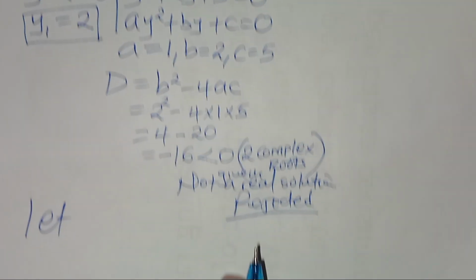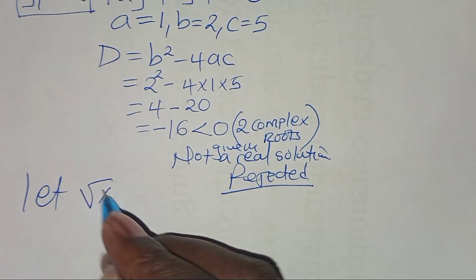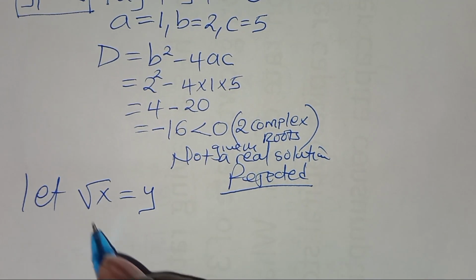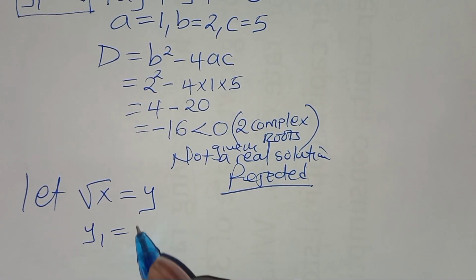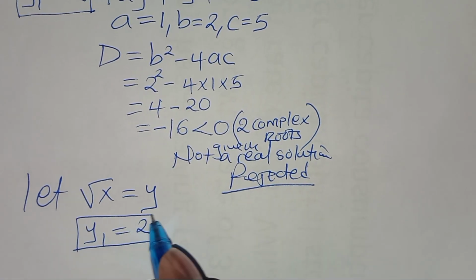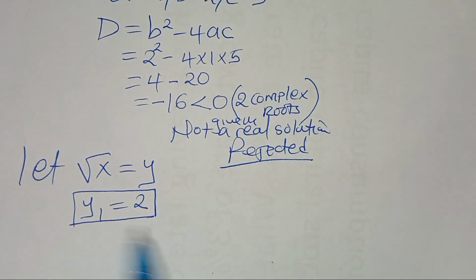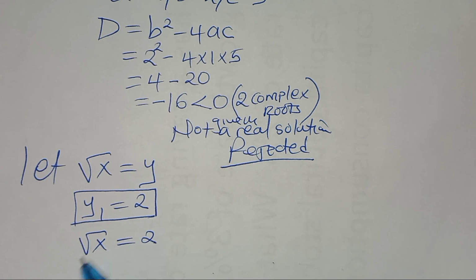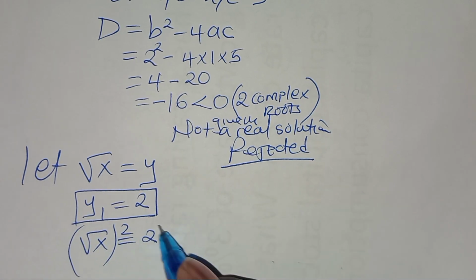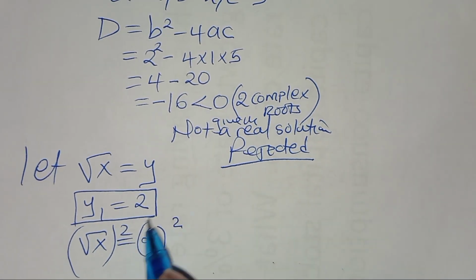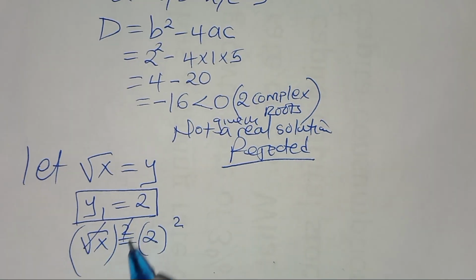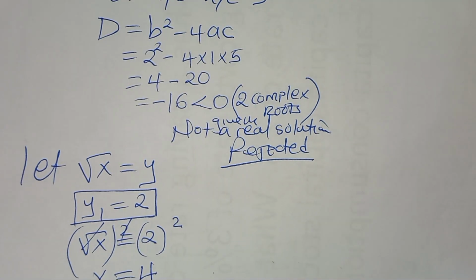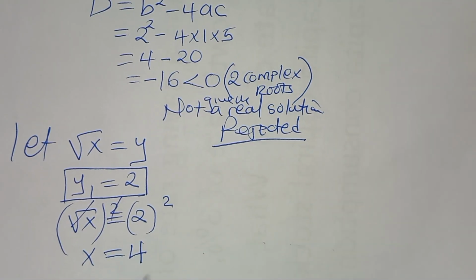So from there, we assumed that the square root of x is equal to y. Now we have the real root here, which is y equal to 2. So let's substitute this y. We'll have the square root of x equal to 2. To determine the value of x, we square both sides, so that we eliminate the square root sign, and x is equal to 4.